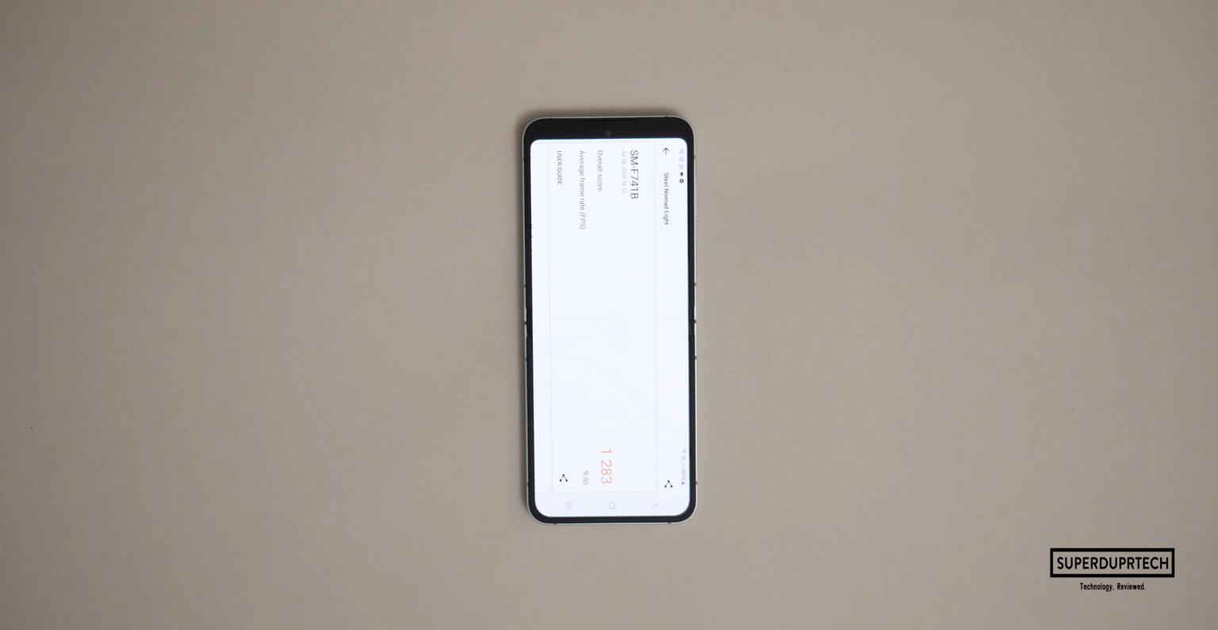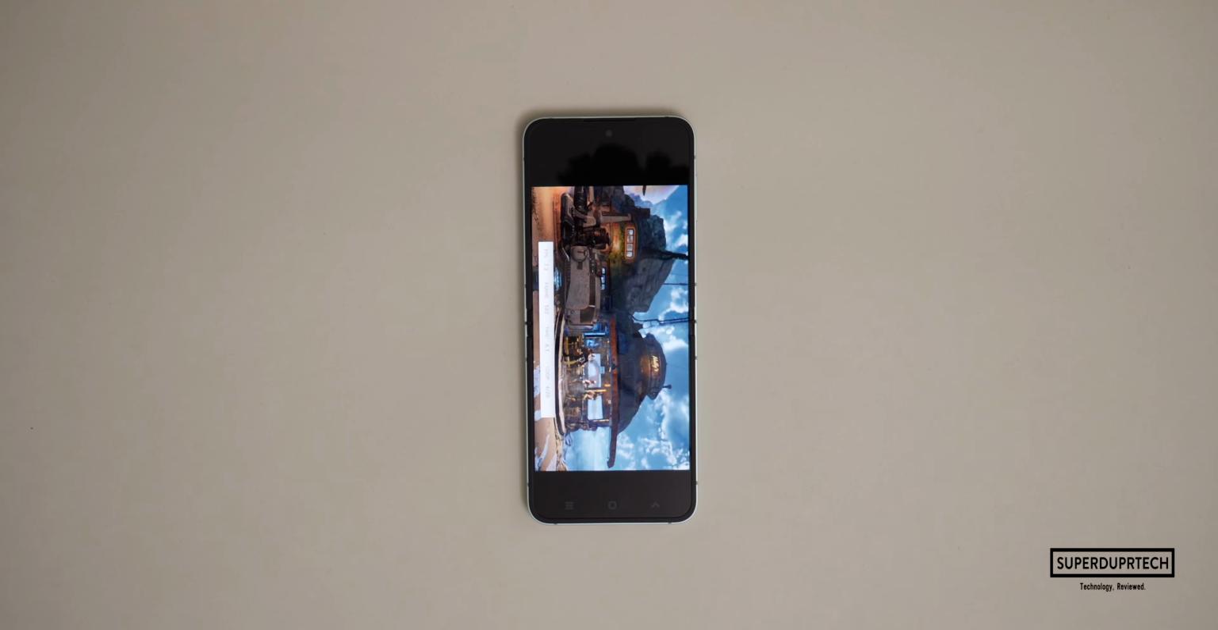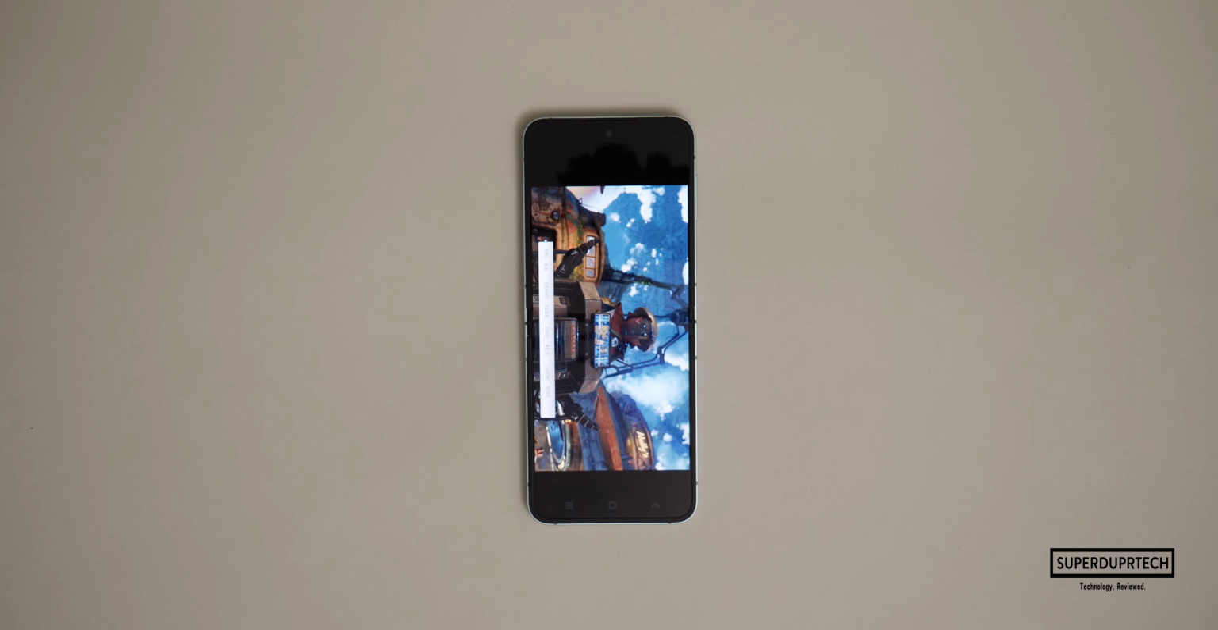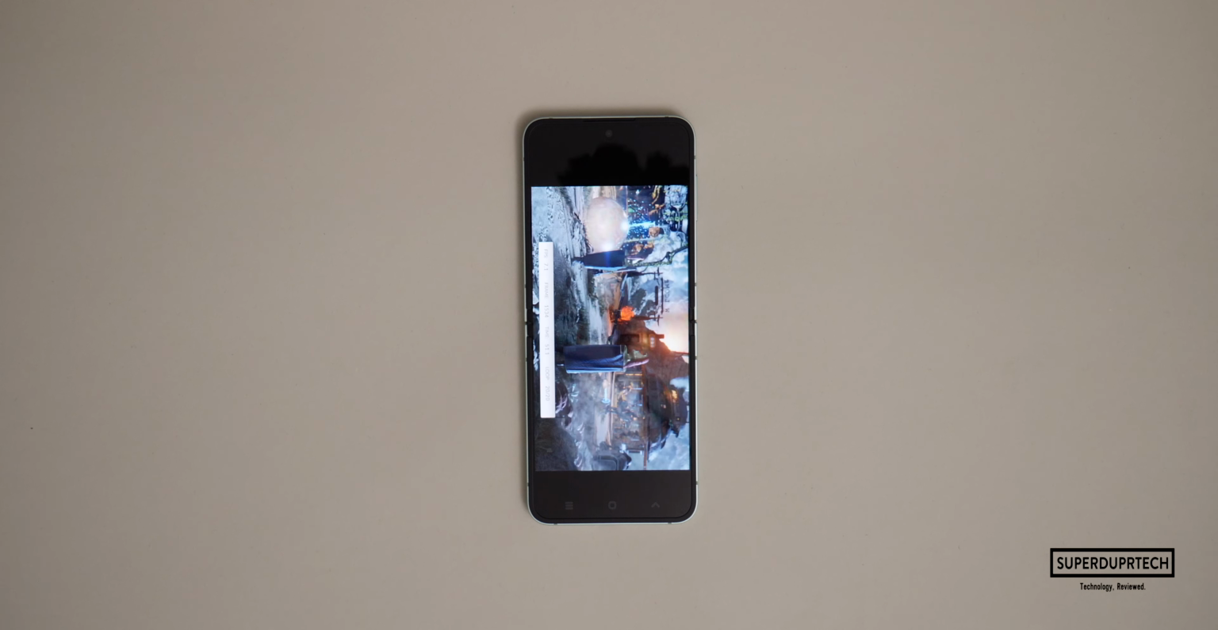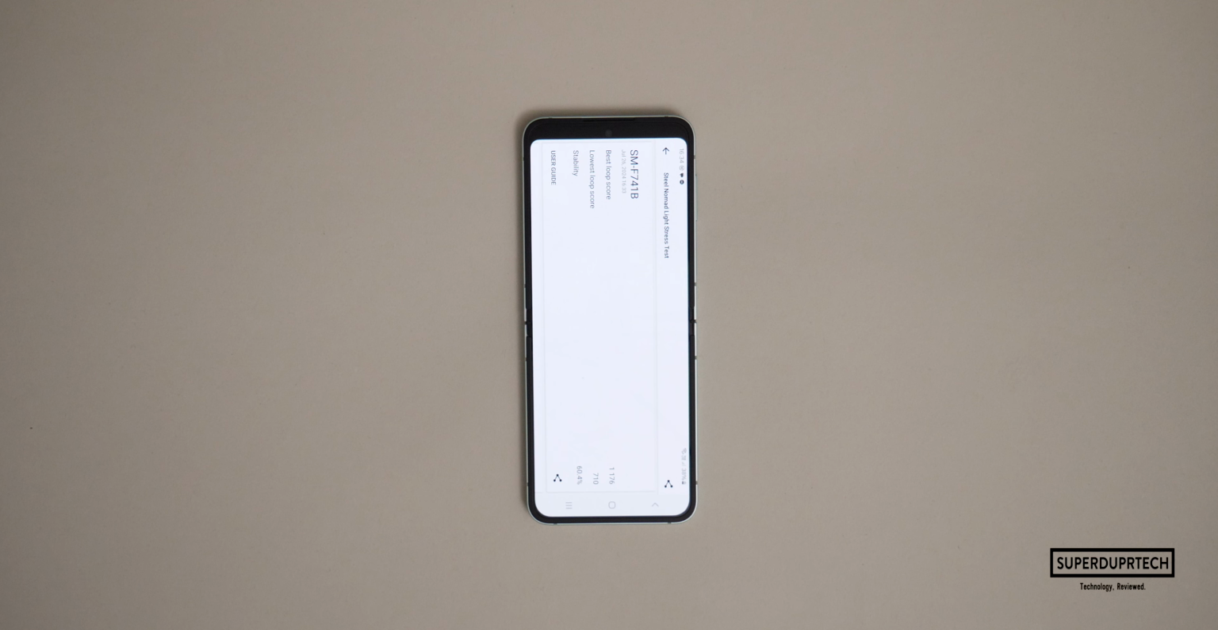And when it comes to running the Steel Nomad Lite stress test, the best score the Z Flip 6 scored was 1176, with its lowest being 710. And so even when running this test, we can see that there is a difference of over 30% between the highest and its lowest score.